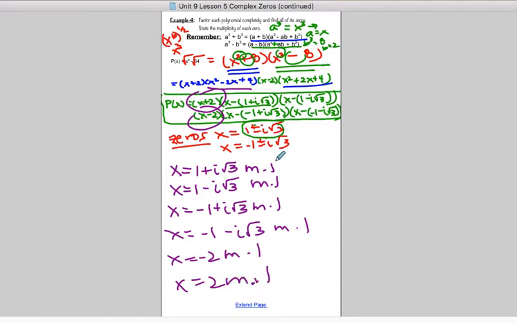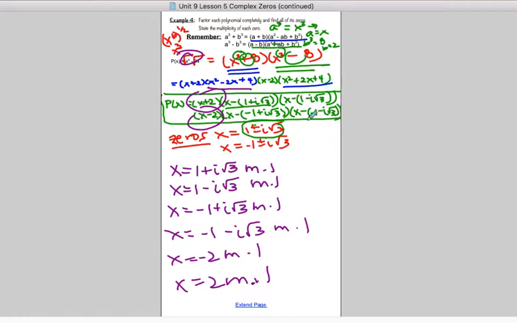So I would count out my multiplicities: 1, 2, 3, 4, 5, 6. It was a 6th-degree polynomial. So there it is. There are all my zeros. My zeros are listed here, and here it is in factored form for example 4.